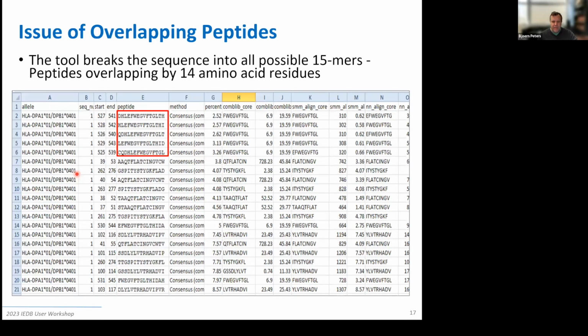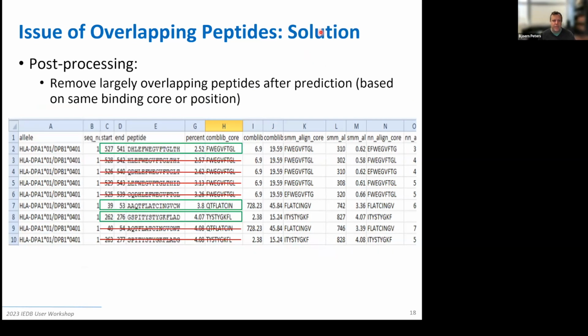So the way this is working, it does all the overlapping 15-mers that are in the input sequence, and you can see here that essentially you have DHLE, HLE, etc. So you have the peptides that are essentially all predicted as good binders, but they are really the same peptide because they are overlapping the same region, and they have the same core that is actually being identified as binding to class 2. So to get rid of that, one approach is post-processing.